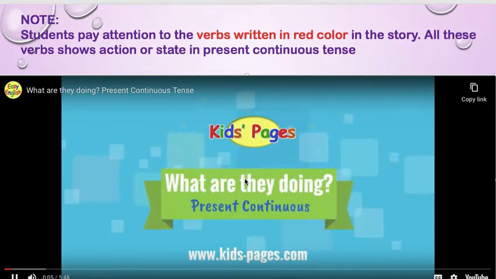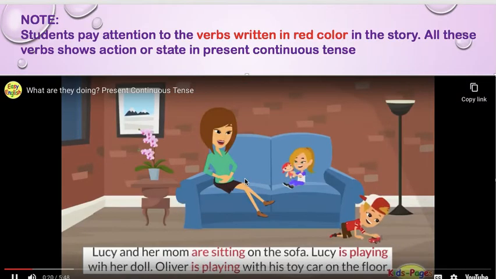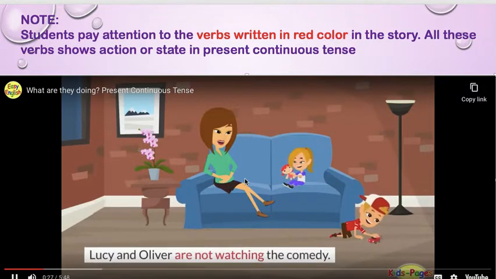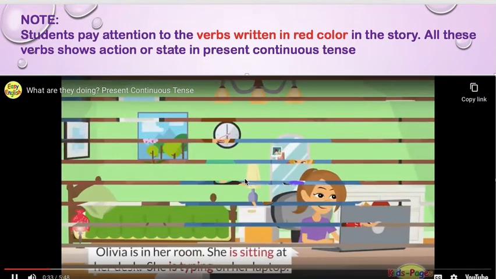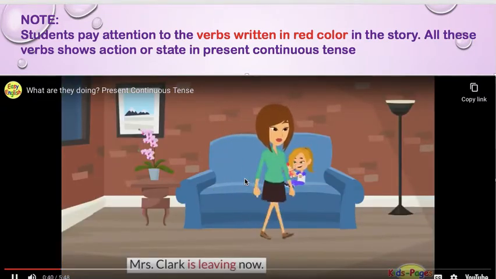What are they doing? The Clarks are having such a great time. It's a pleasant evening. Paul and his parents are watching a comedy. It's so funny. They're laughing a lot. Lucy and her mom are sitting on the sofa. Lucy is playing with her doll. Oliver is playing with his toy car on the floor. Lucy and Oliver are not watching the comedy. Olivia is in her room. She is sitting at her desk. She is typing on her laptop. Mrs. Clark is leaving now.